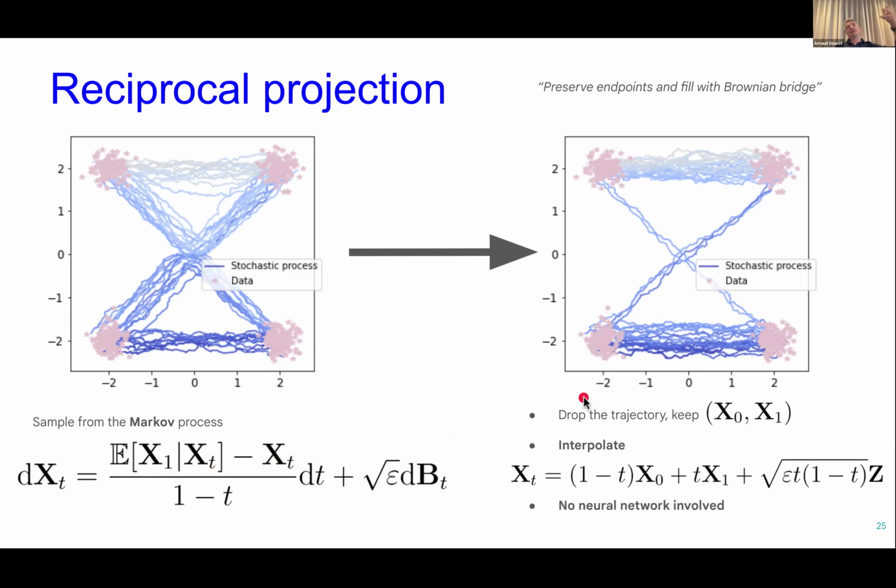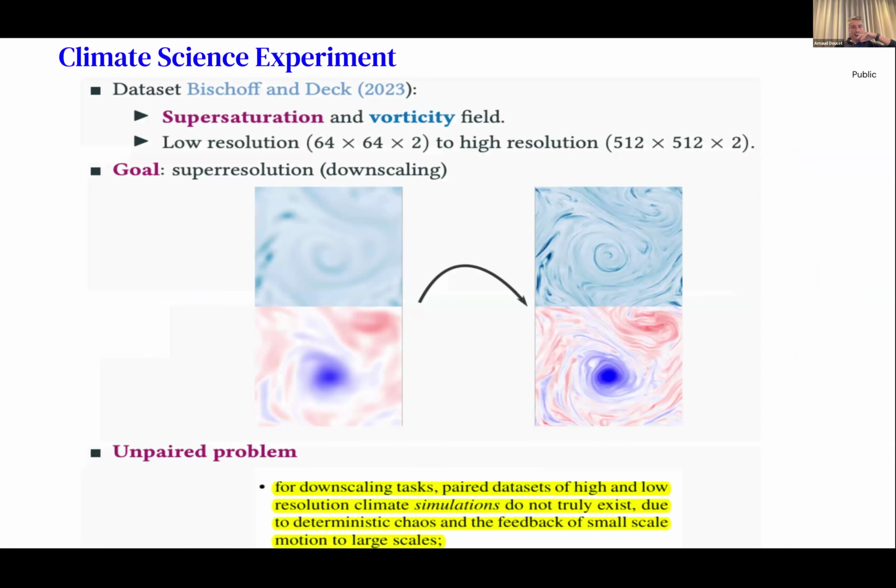Then you converge toward basically the Schrödinger bridge, which is quite nice. Okay, so that's our result. Okay, so we use that for some kind of super resolution task. So this is those climate science data we were dealing with.